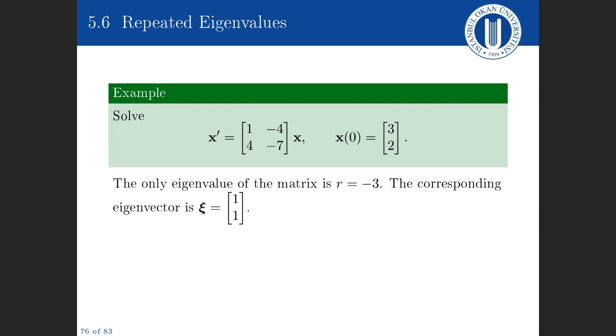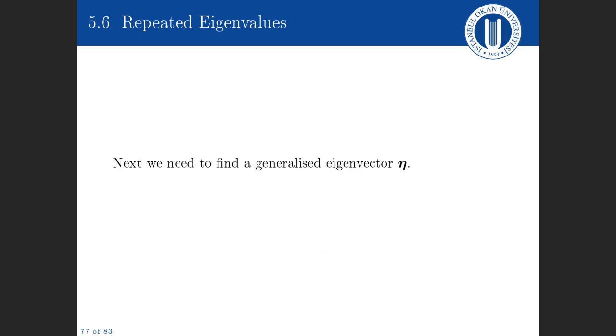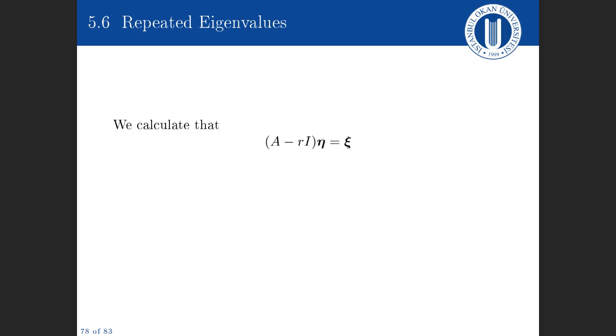As soon as we know the eigenvalue and the eigenvector, we know the first solution. 1, 1 e to the power -3t. What are we always doing? Eigenvector e to the power eigenvalue t. What do we do next? Next, we need to find a generalized eigenvector, eta. How do we do that? We do that using the equation A minus rI eta is equal to psi. One of the equations that you definitely have to remember for the final exam.